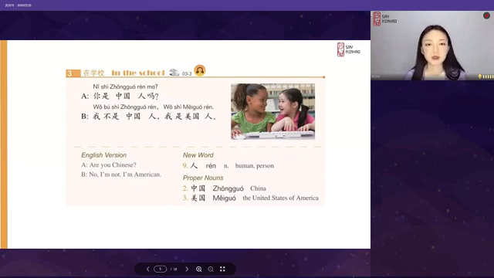Okay, so now let's try to read from the start. Read after me. 3, 2, 1. 你是中国人吗？我不是中国人，我是美国人。Okay, now let's move on. Let's do the role play. I will be A and you will be B. Okay? 3, 2, 1. 你是中国人吗？ Very good. Now let's switch the role. You will be A and I will be B. Please start. 我不是中国人，我是美国人。Excellent, excellent.